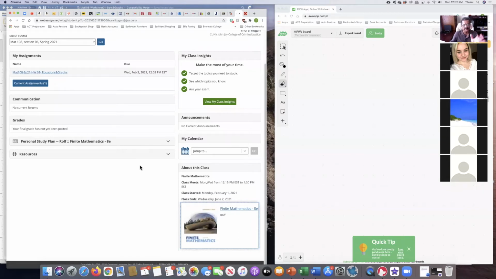But most of the time, students access the book through the assignment. I'll show you how to access it through the assignment. There's only one assignment right here now, homework 1. So I'm going to show you how to work with that.